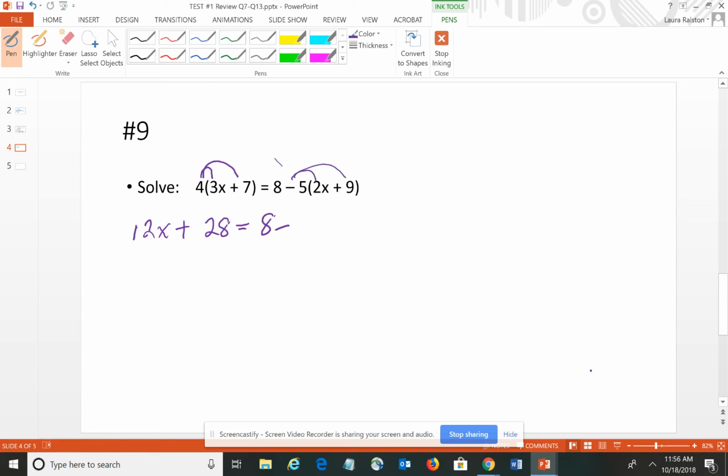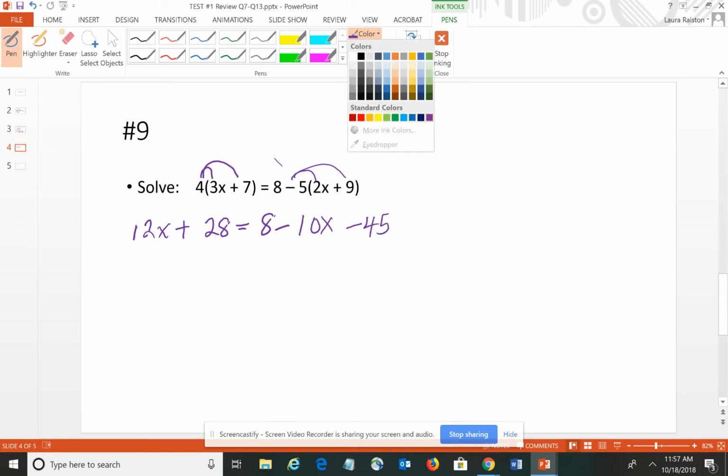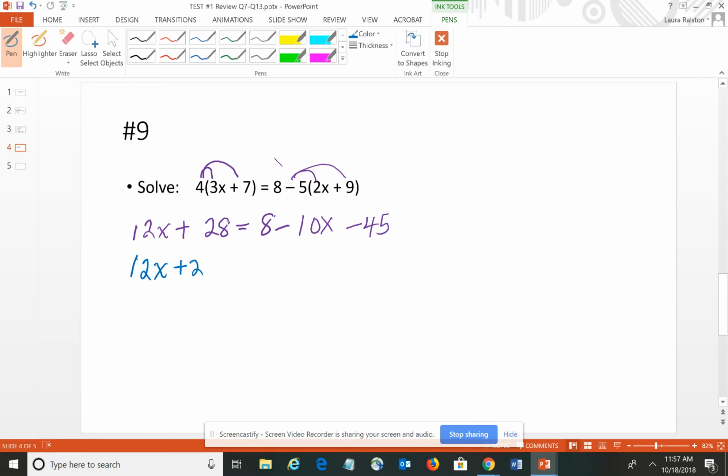Be careful, watch your signs. Minus 10x minus 45. Then I'm going to come back and combine like terms. So I have 12x plus 28 equals -10x. I have 8 and minus 45, which will combine together to give us -37.